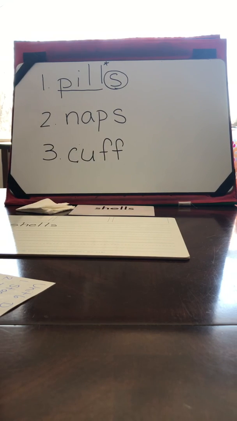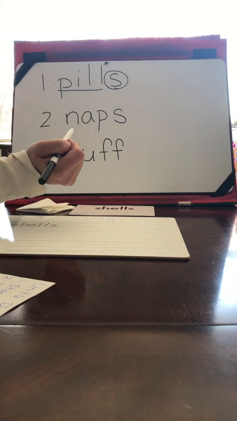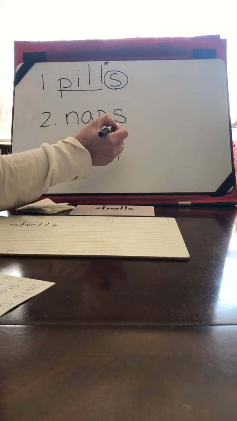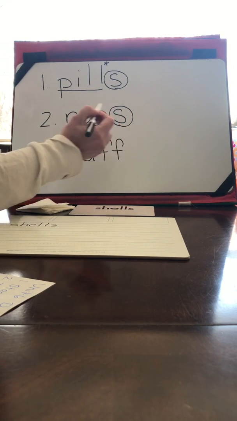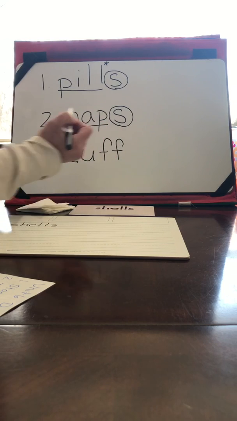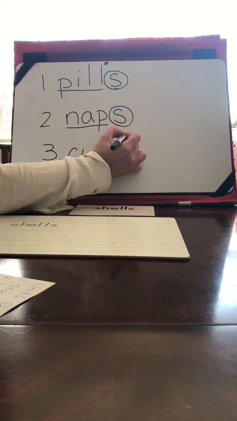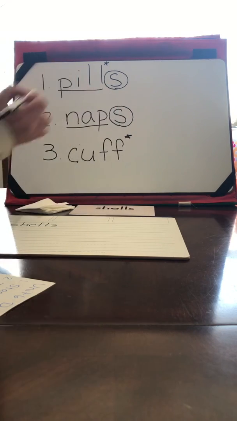All right, now we're going to go to naps. This is a pretty simple one. It just has that base word with our suffix, so we're going to circle and we're going to underline the base. And then our last word is cuff. And that just has one marking, and it's the double F.